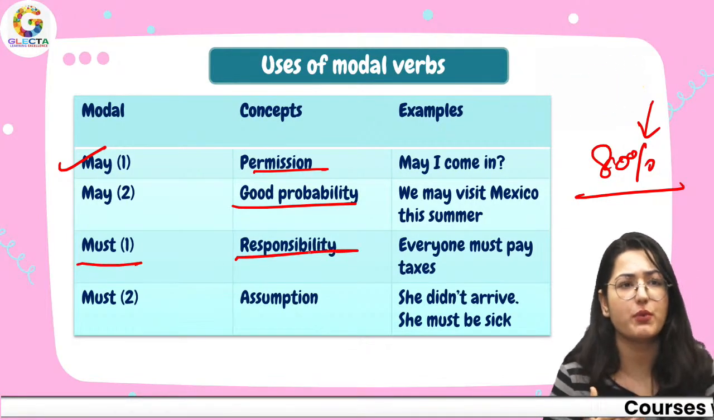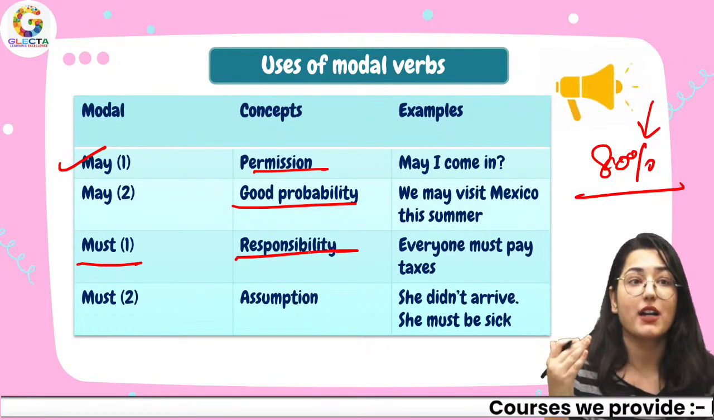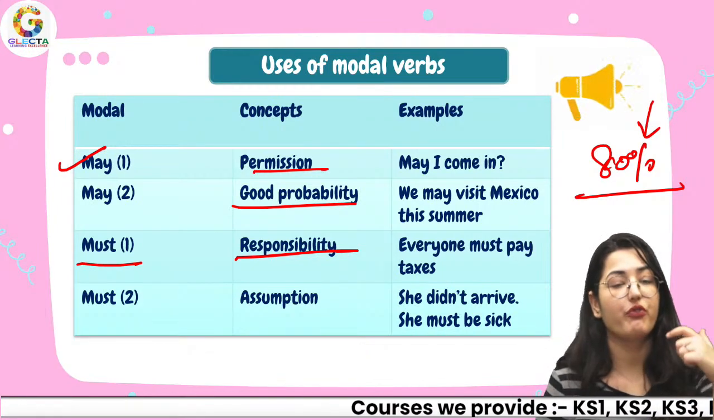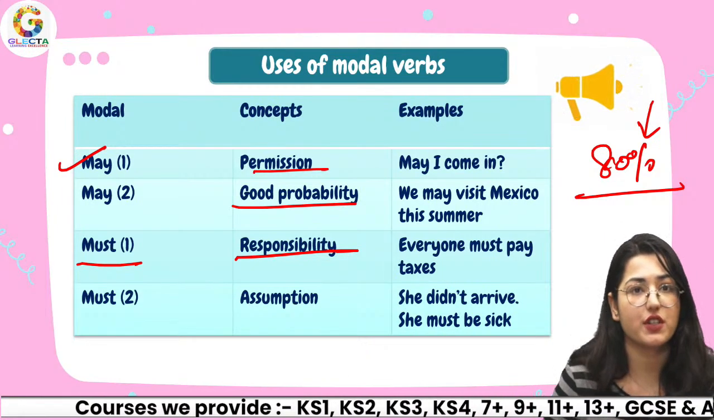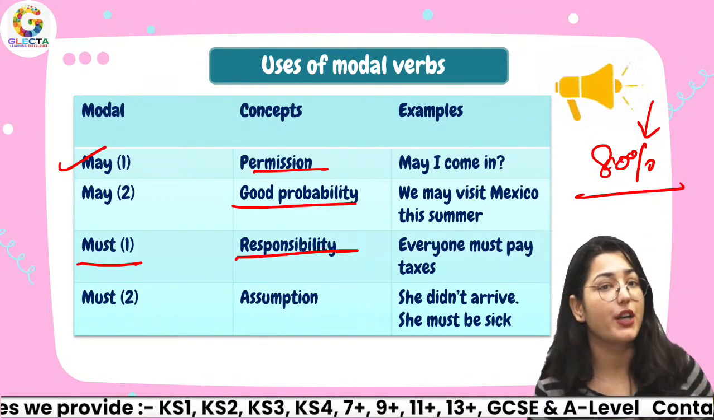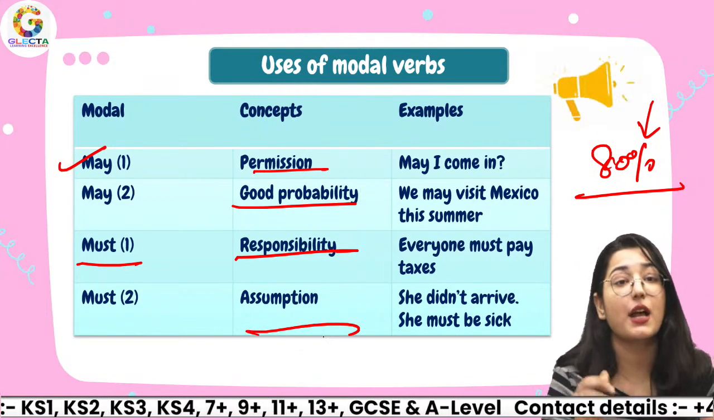It means responsibility. Everyone must pay taxes. So we use must to show responsibility. This is your responsibility. You must go there. You must do this. And must is also for an assumption.